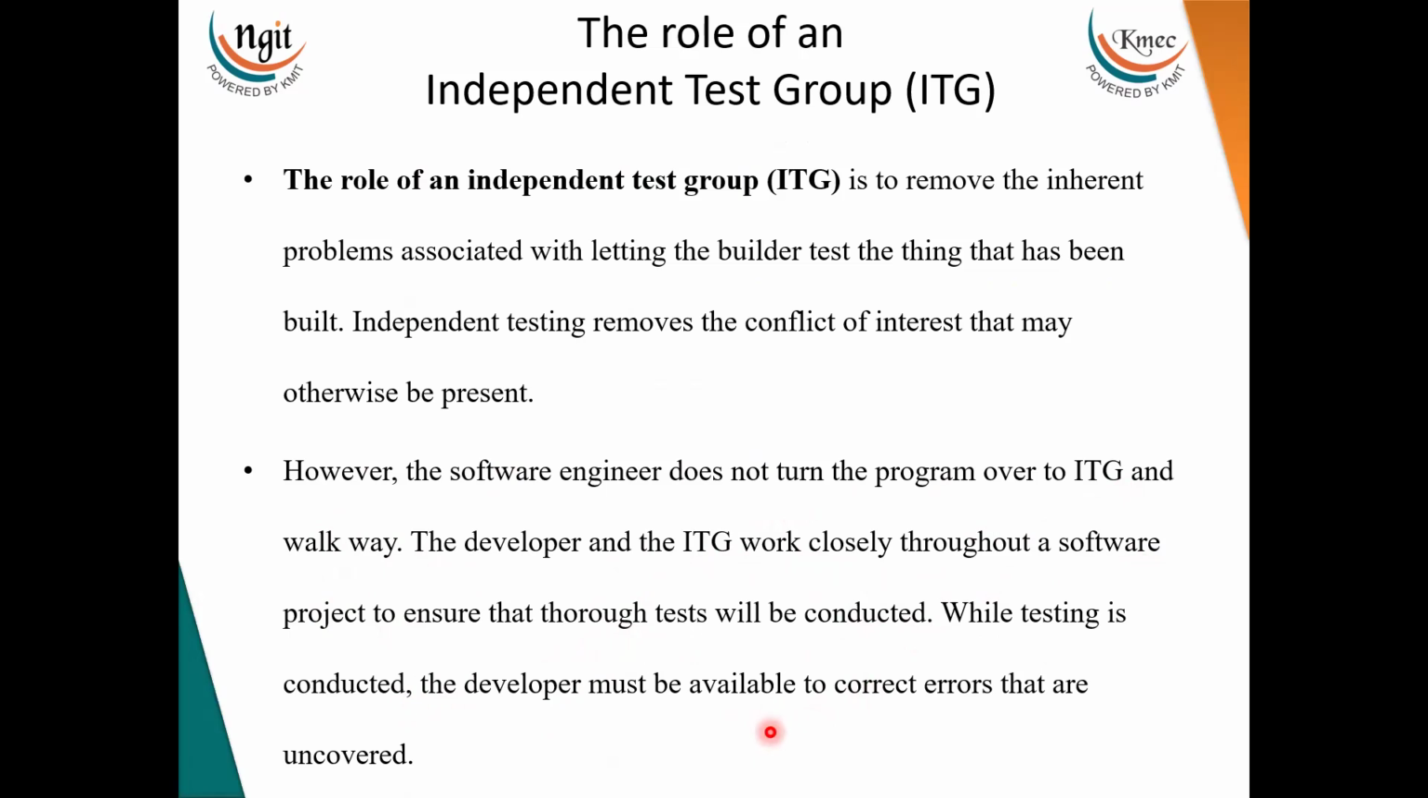Earlier we discussed that programmers or coders will try to make everyone believe that their code is correct. So we have an independent testing group, the ITG. They are not the developers and they can test the software without any kind of bias. They are just focused on finding issues rather than proving that the software is perfect. But there is a question: when the independent testing group is testing this, are the developers available?